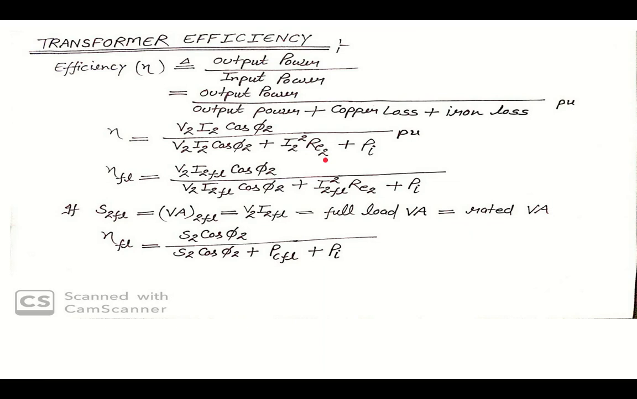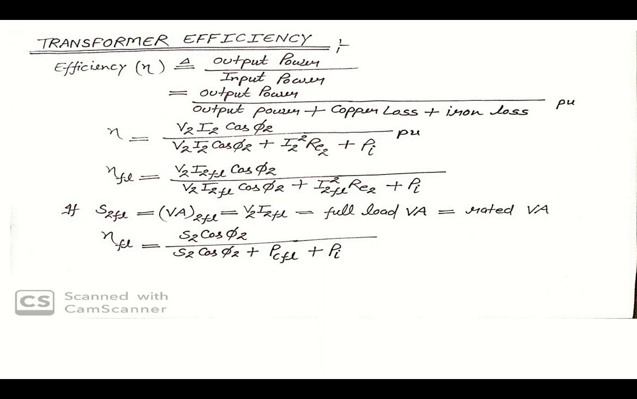Copper loss, you know very well, is represented by I square R loss, as we discussed in previous lectures. So copper loss is I2 square Re2, where I2 is the load current we get at the secondary, plus iron loss, which is represented by Pi. So we have a formula: eta is equal to V2 I2 cos phi 2 divided by V2 I2 cos phi 2 plus I2 square Re2 plus Pi, and this is the per unit efficiency at load current I2 and power factor cos phi 2.